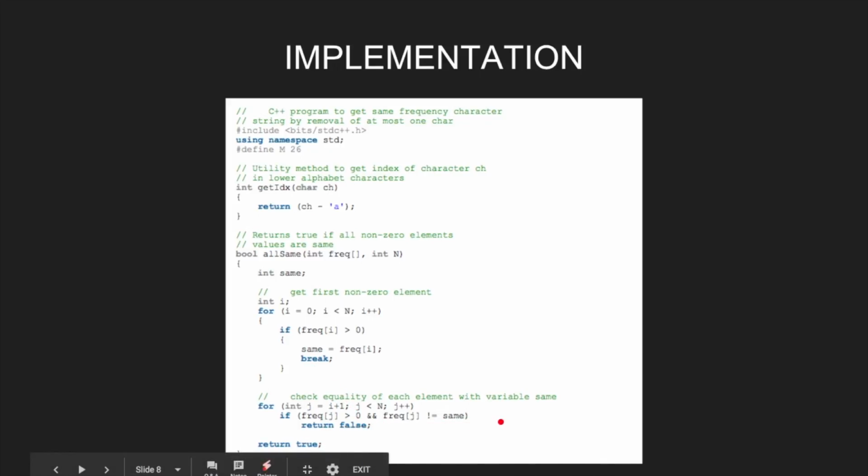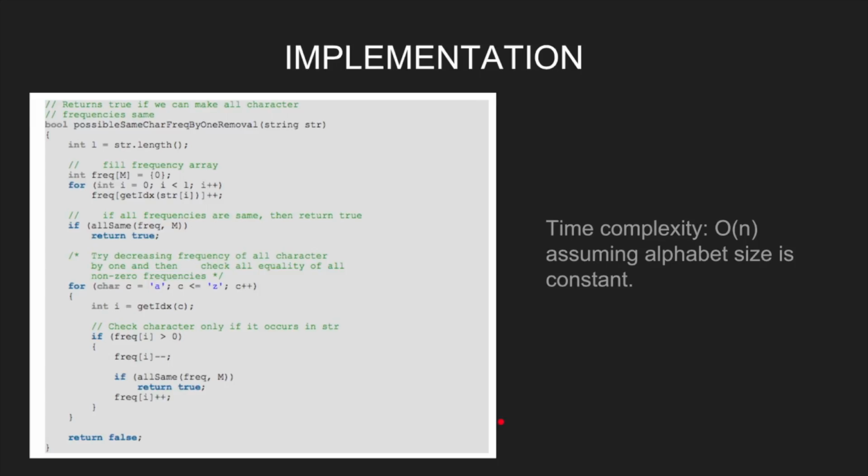Now let's look at the possibleSameCharFrequencyByOneRemoval function. Initialize L as length of the string, then we fill the required array. Traverse through the string and for each character do frequency[getIDX(string[i])]++. Then if all the frequencies are same, then return true. Now we will try decreasing frequency of all characters by 1 and then check the equality of all non-zero frequencies.